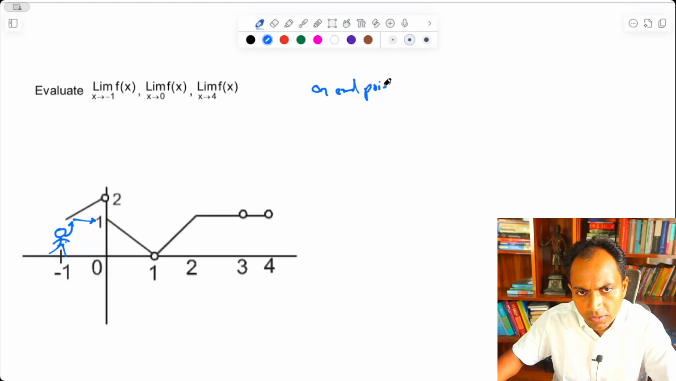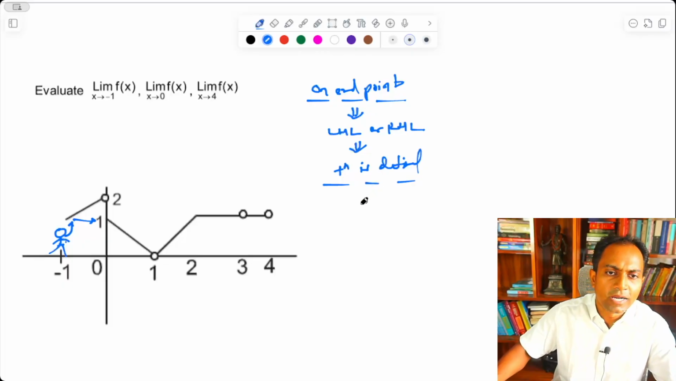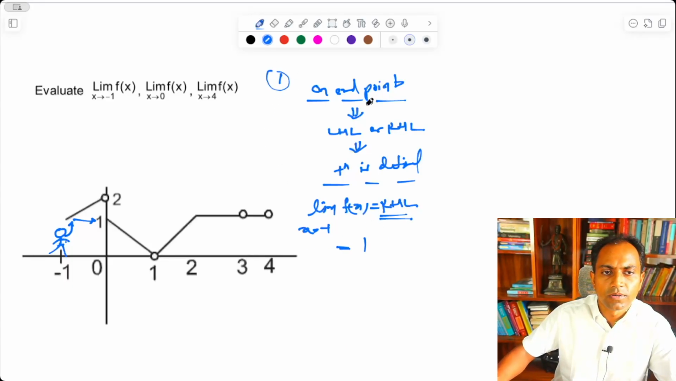On endpoints, we will only consider LHL or RHL where the function is defined. So that would mean that if I am finding the limit of the function at x tends to -1, I will only be worried about RHL and not LHL because there is no LHL present. So the answer will become 1. This is a very important point.